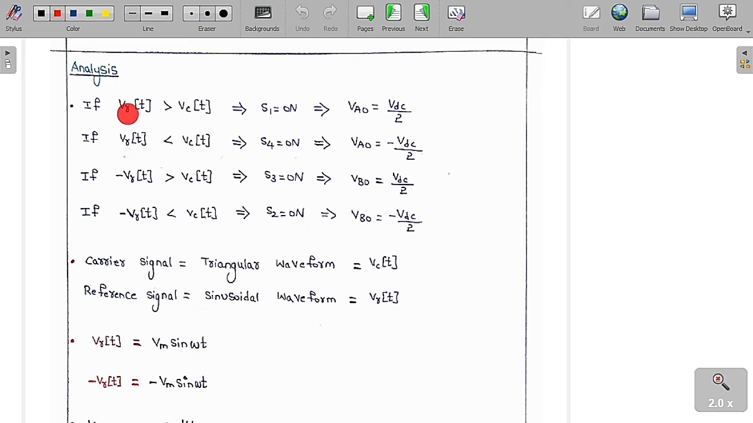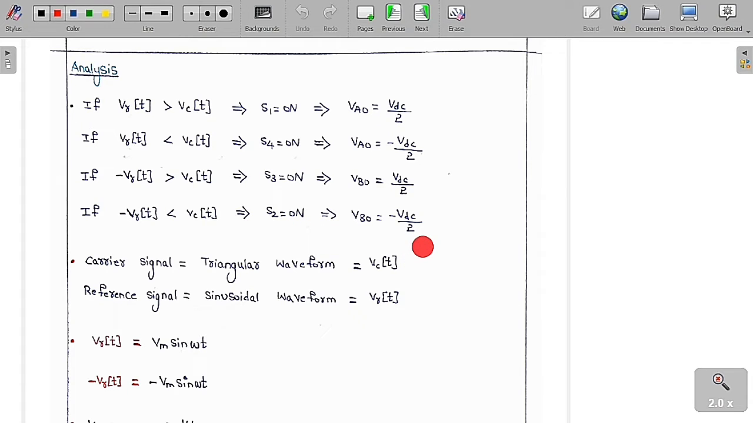Whenever VR of t is greater than VC of t, turn on S1, so VA0 is equal to plus VDC by 2. If VR of t is less than VC of t, turn on S4, so we get VA0 equal to minus VDC by 2. If minus VR of t is greater than VC of t, turn on S3, so VB0 is equal to plus VDC by 2. If minus VR of t is less than VC of t, turn on S2, so VB0 is equal to minus VDC by 2.